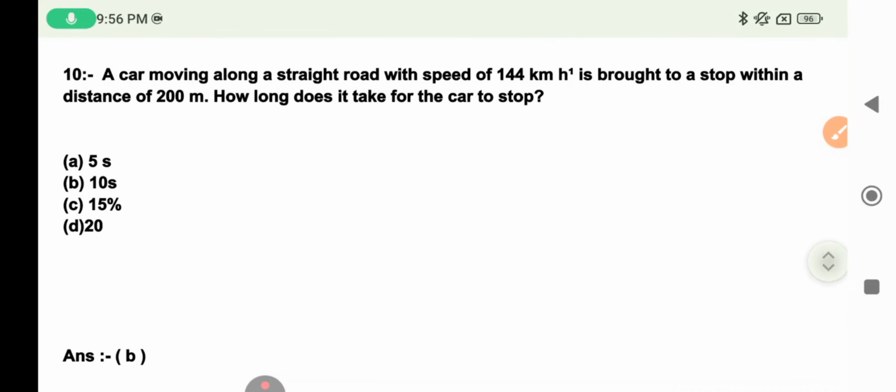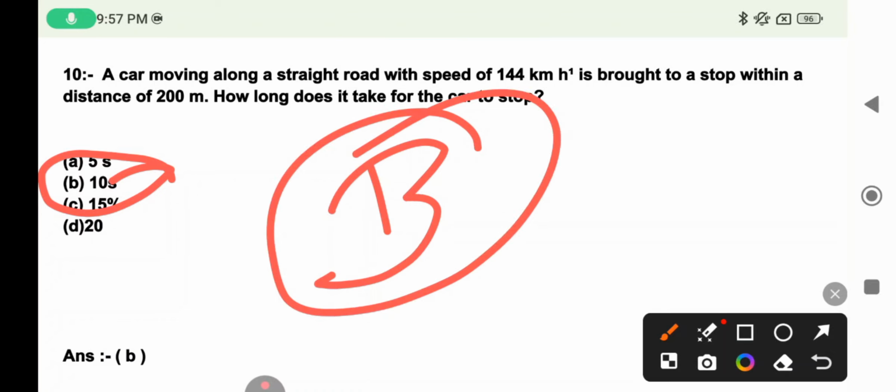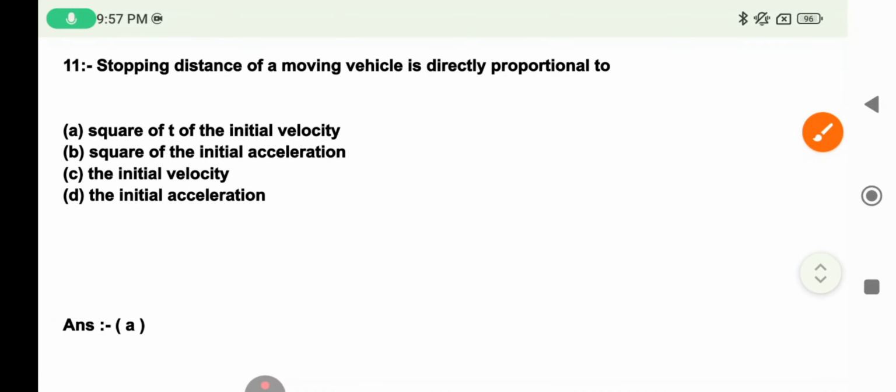A car moving along a straight road with a speed of 144 km per hour is brought to a stop within a distance of 200 meter. How long does it take for the car to stop? And here the options: option A 5 seconds, option B 10 seconds, option C 15 seconds, and option D 20 seconds. And the correct answer is option B, 10 seconds. Now move on question number 11.